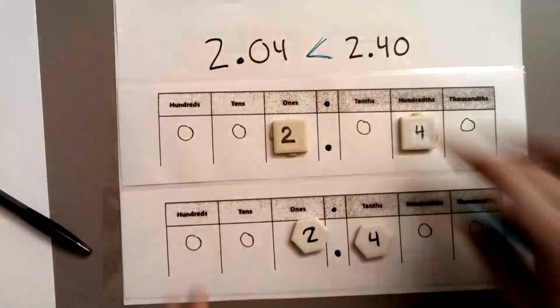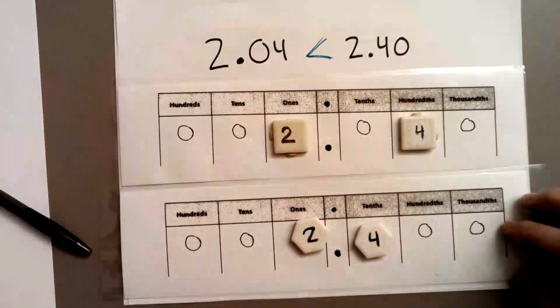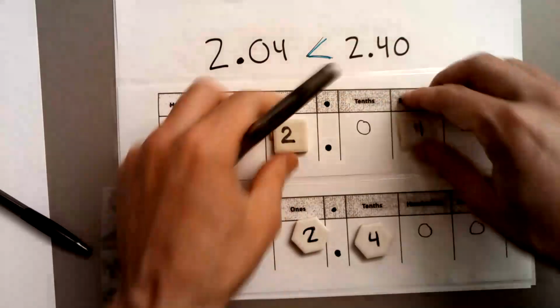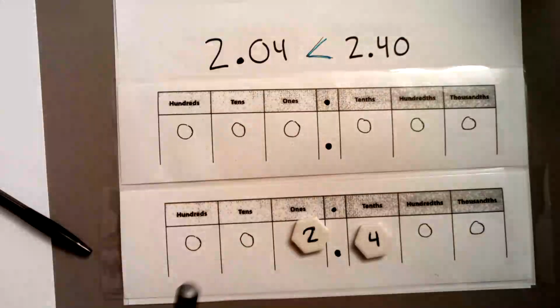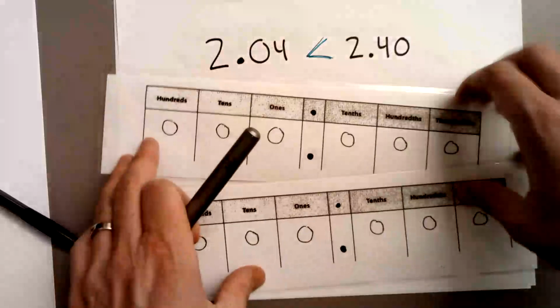Okay, 2 and 40 hundredths is going to be greater than 2 and 4 hundredths. But hey, you might be thinking, Mr. Brandt, it's not like I carry around this place value chart in my pocket wherever I go. No, student, I wouldn't expect that you do.